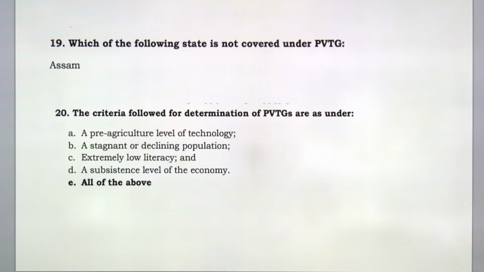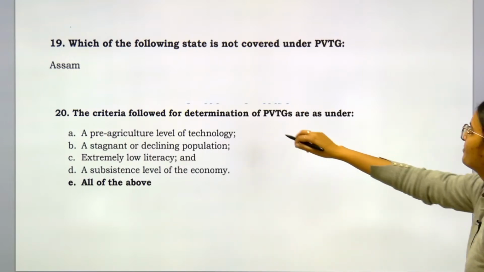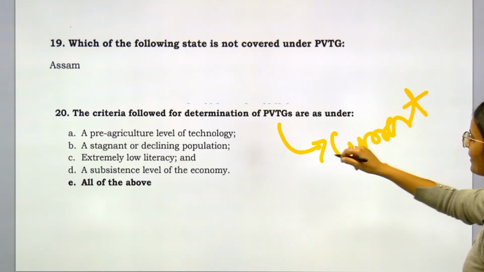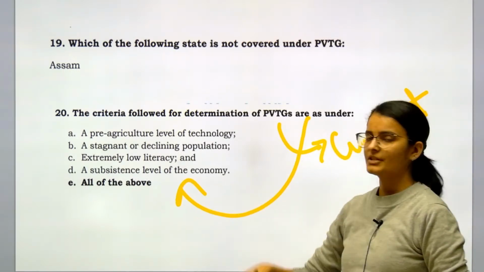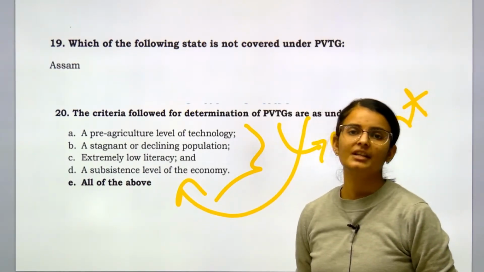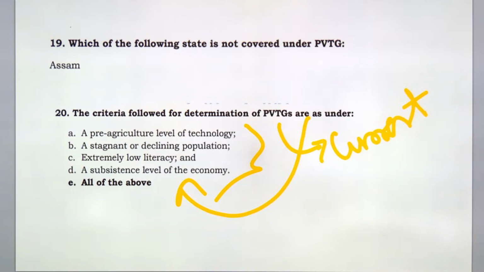Next, which of the following states is not covered in PVTG? The criteria followed for determination of PVTG are as under. What is the criteria? See, this is what I was telling. PVTG was in current, in budget, and they have asked a static question based on budget, that what is the criteria of selecting PVTG. Now it's clear what they are expecting from you. Static plus current is the strategy.